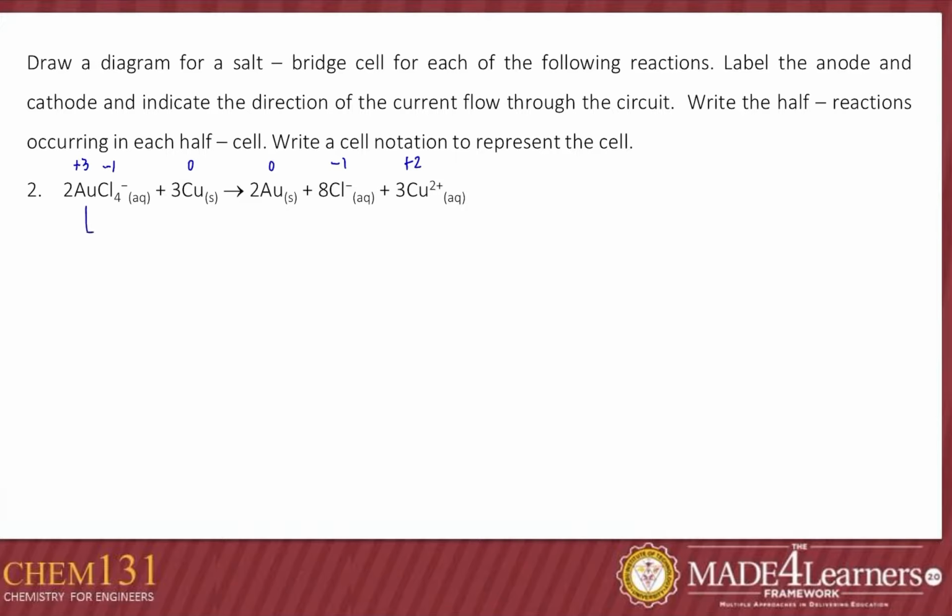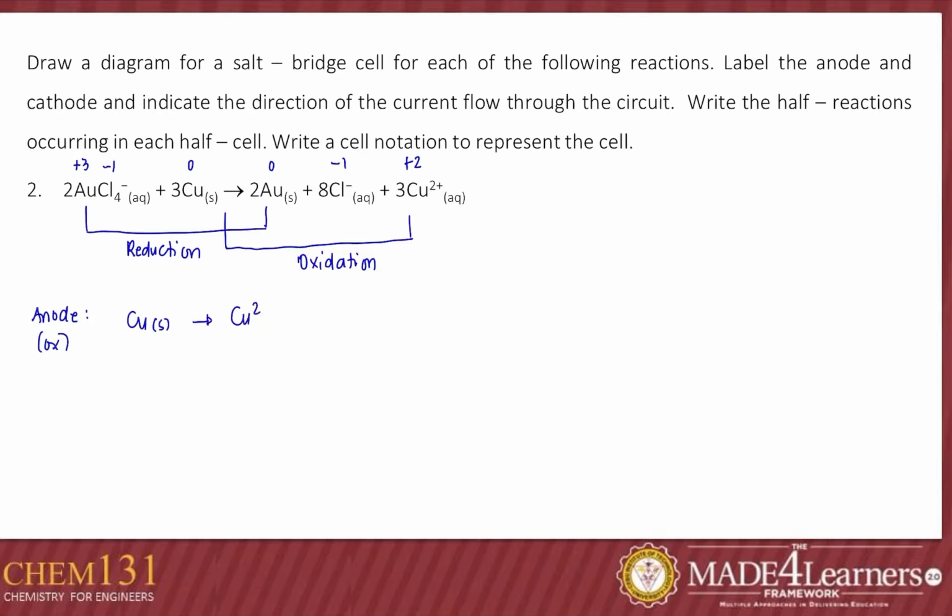So we can see that gold has a decrease in the oxidation number, meaning it gained electrons, so it undergoes reduction. And copper goes from 0 to +2, so there is an increase in the oxidation number, meaning there is a loss of electrons. It undergoes oxidation. So the reaction in the anode, which is the oxidation half reaction, is the loss of electrons by copper. So copper solid goes to copper 2 plus aqueous, plus 2 negative.